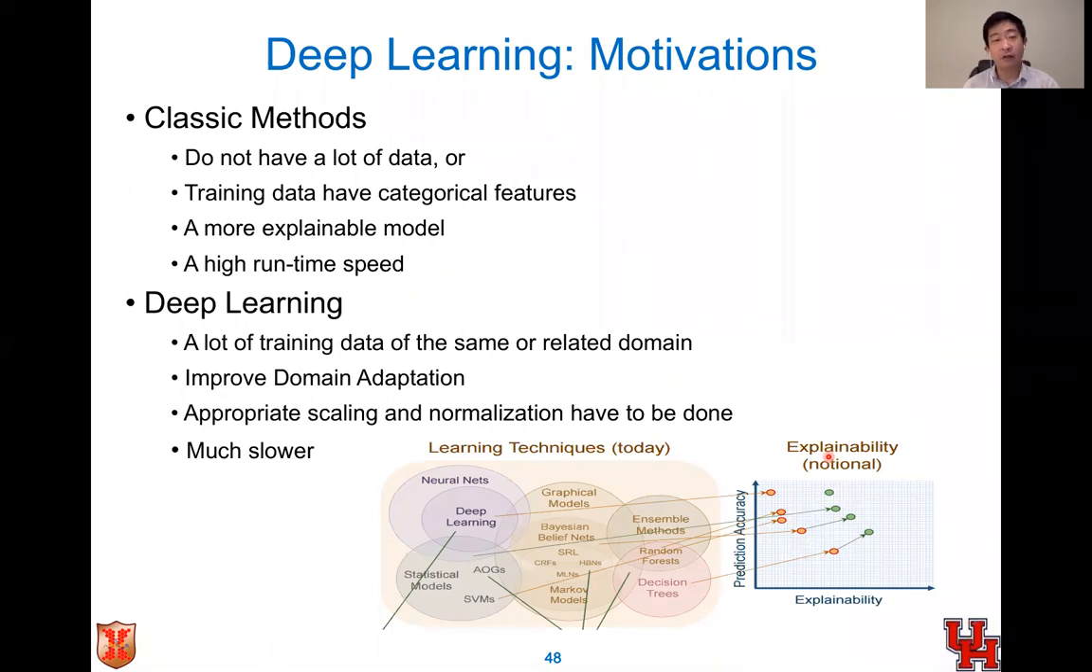Nowadays, at least in academia, deep learning is very hot. In industry, it's only the big companies. It needs a lot of training data from the same related domain, and domain adaptation has improved. It's very slow, but the performance is very good. On the other hand, you cannot explain what the result looks like, I mean, why the result works. That is a drawback of deep learning, because it looks like a black box.